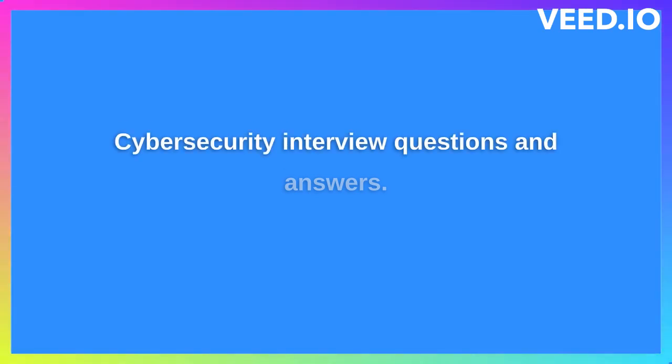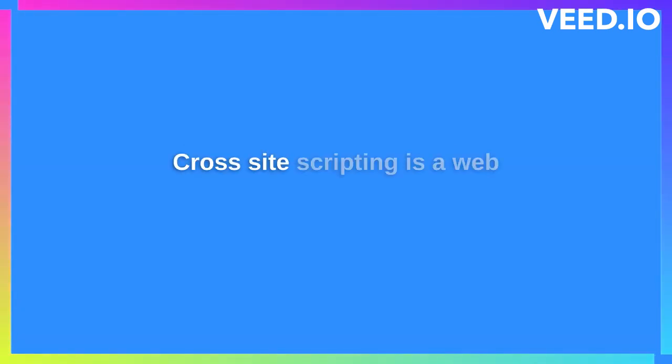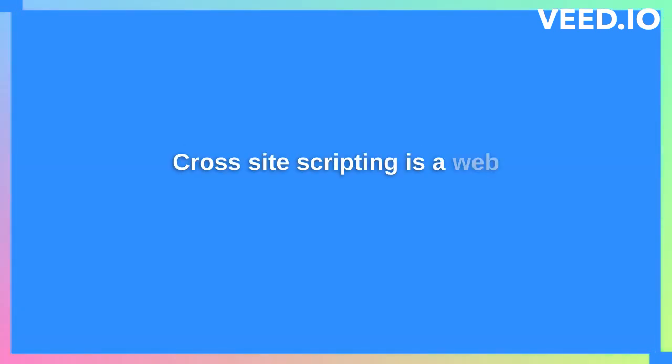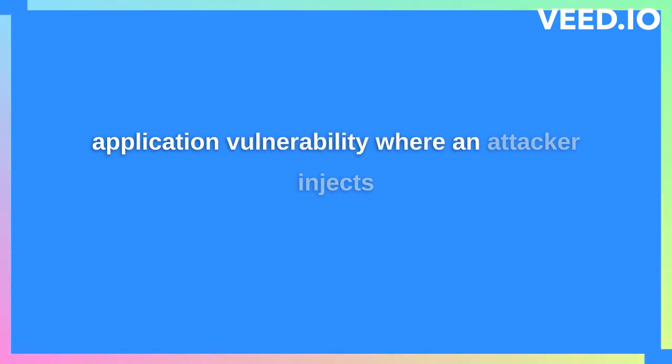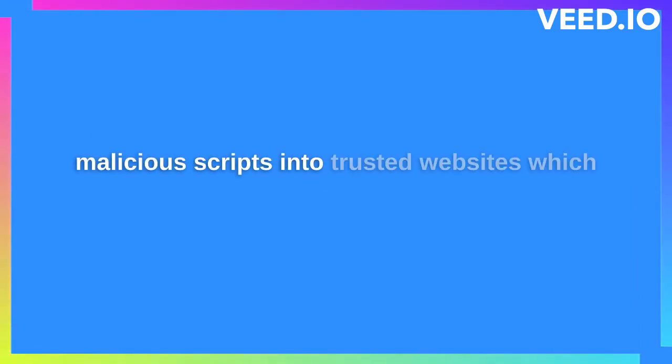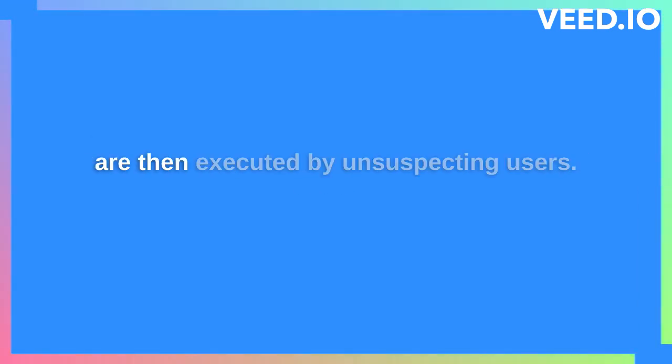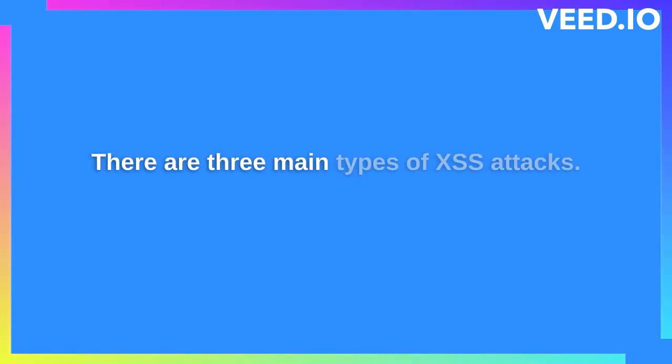Cybersecurity interview questions and answers. Explain XSS and its types. Cross-site scripting, XSS, is a web application vulnerability where an attacker injects malicious scripts into trusted websites, which are then executed by unsuspecting users. There are three main types of XSS attacks.